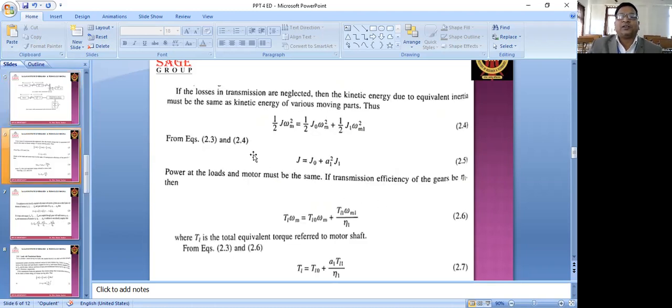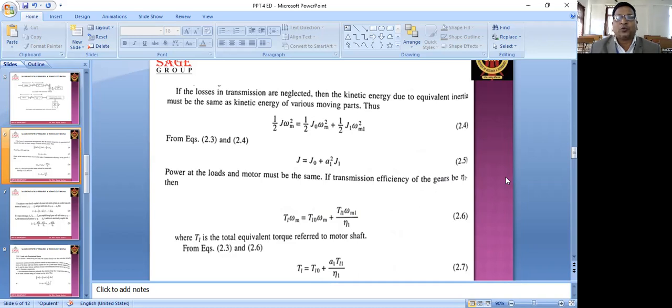If the losses in transmission are neglected, then the kinetic energy due to the equivalent inertia must be the same as the kinetic energy of the various moving parts. So 1 by 2 J omega m square is equal to 1 by 2 J0 omega m square plus 1 by 2 J1 omega 1 square. So here the total moment of inertia J is equal to J0 plus A1 square J1.